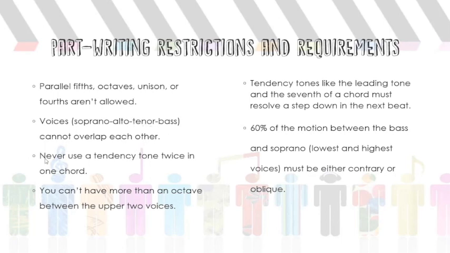Never use a tendency tone twice in one chord. A tendency tone can be something like the leading tone or the 7th of a chord. You cannot have more than an octave between the 2 upper voices, so that would be the alto and the soprano. Tendency tones, like the leading tone and the 7th of a chord, must resolve a step down in the next beat. 60% of the motion between the bass and soprano, which are the lowest and highest voices, must be either contrary or oblique motion.